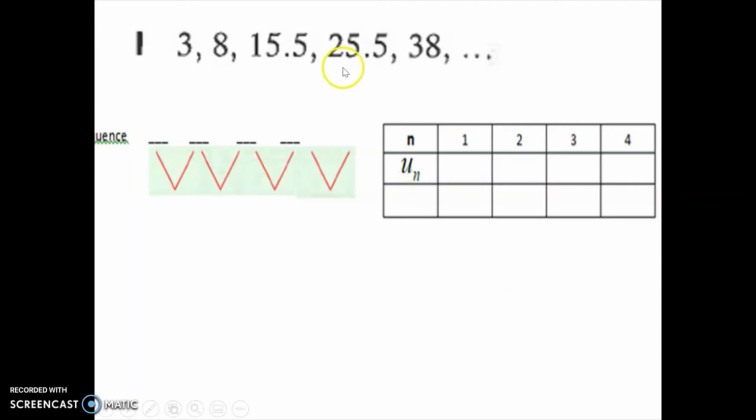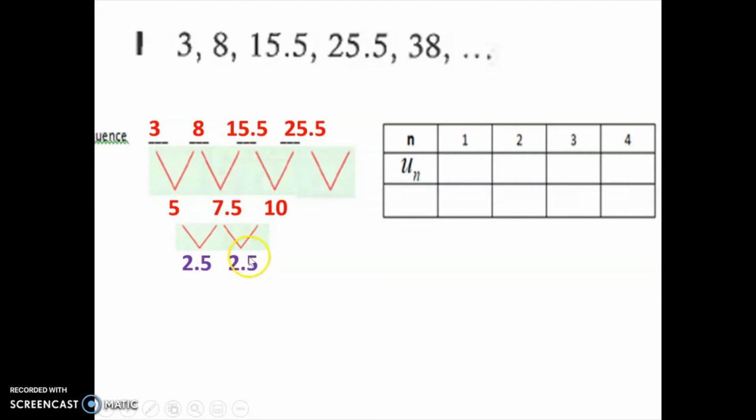This one has decimals. It might be slightly more difficult. Let's see if you can do it. Okay, here we go. There's a sequence. There's our first difference. Now I'm looking for a second difference. In this case, constant second difference of 2.5. Okay, so fill in the sequence, and now what goes here?